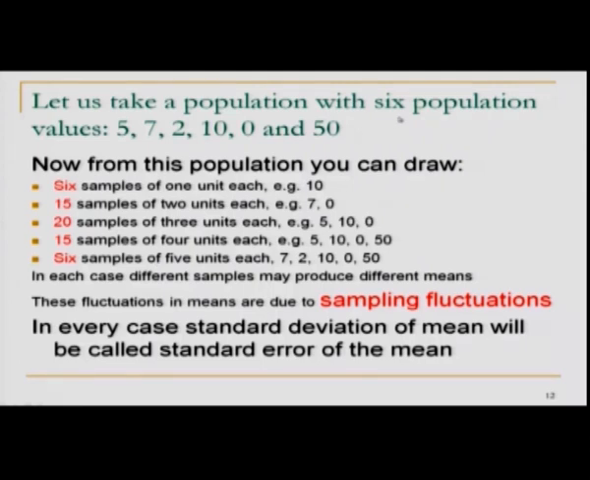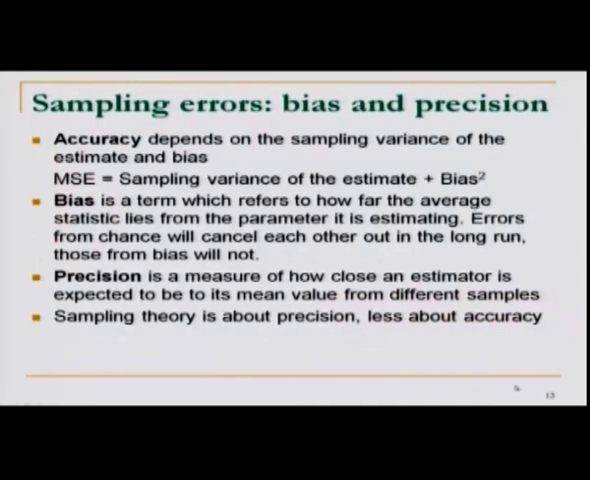Or if you draw 6 units from 6, then you have only 1, that is the census. But if you draw 5 units from 6, then there are 6 possibilities, 6 C 5, like 7 to 10, 0, 50 or 5 to 10, 0, 50. There are 6 such possibilities. In each case different samples may produce different means. These fluctuations in means are due to sampling fluctuations. In every case the standard deviation of the mean will be called the standard error of the mean.